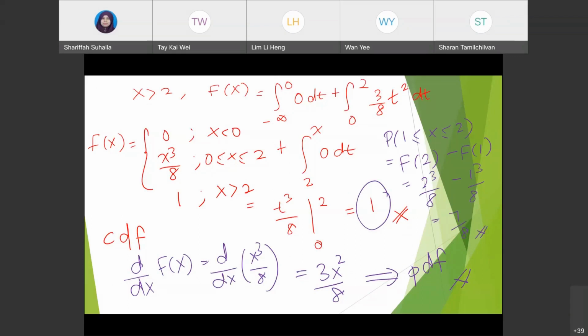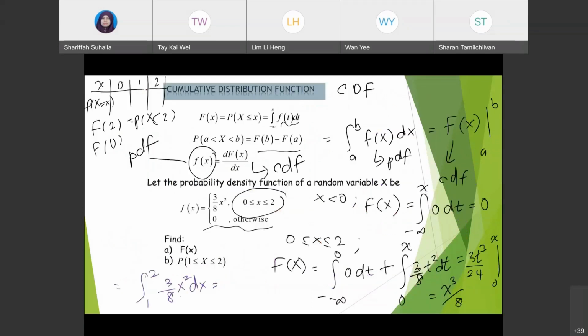You can use either your cumulative distribution function to solve the probability, or you can integrate 1 up to 2 of 3 over 8 x squared dx using your PDF. Either one, both are fine. Because we already asked you to find your CDF, your capital F(x), you can use that concept to solve for the probability from 1 up to 2. Okay?